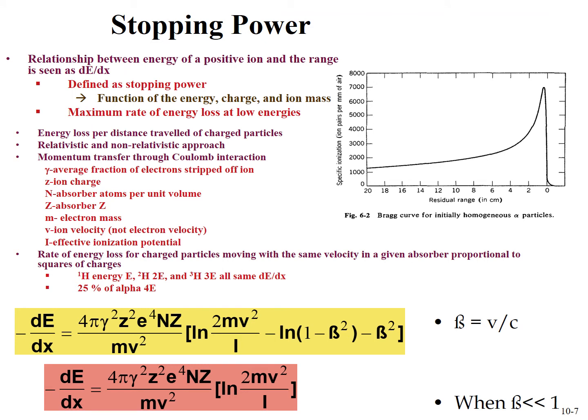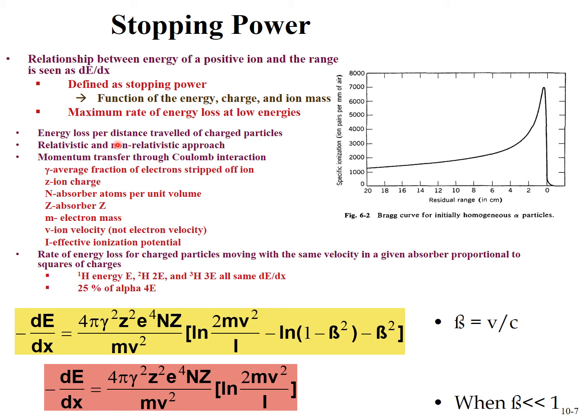Another way to evaluate range is through stopping power. This is the relationship between energy of a positive ion and the range, as seen in the change of energy as a function of distance. As you can see here, this figure is fundamentally the inverse of the range, where this line is fairly flat, and then towards the end of its range we see a large ionization. Very similar to what we just saw in the previous slide regarding range. And this is a maximum rate of energy loss, and we see that it occurs at low energies. That explains what we saw in the previous slide.